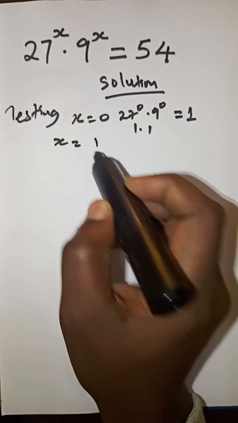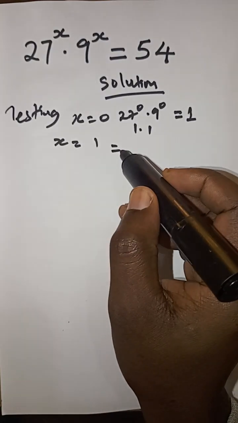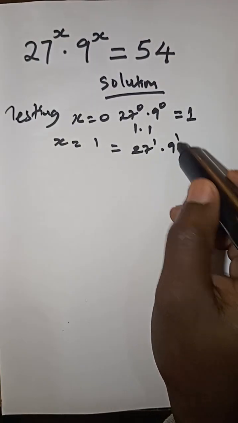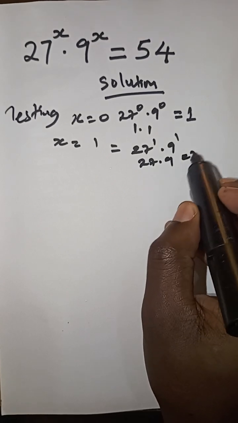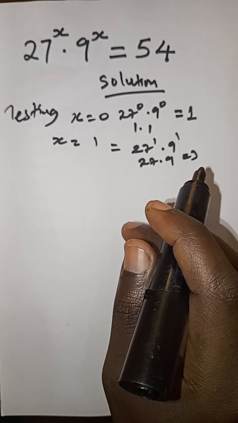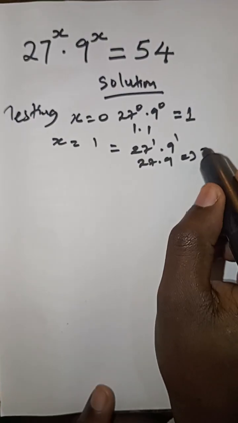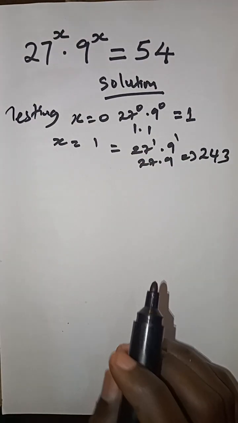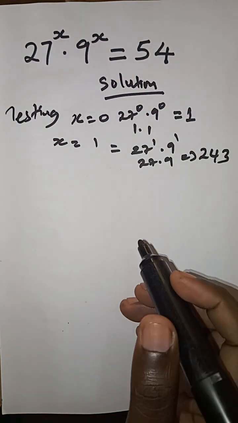When x is, let's go to a positive number, 1, then 27 raised to 1 multiplied by 9 raised to power 1, that of course will be 27 times 9. Of course, the number is bigger than 54. 243 is more than 54. So how exactly do we approach the value of x?